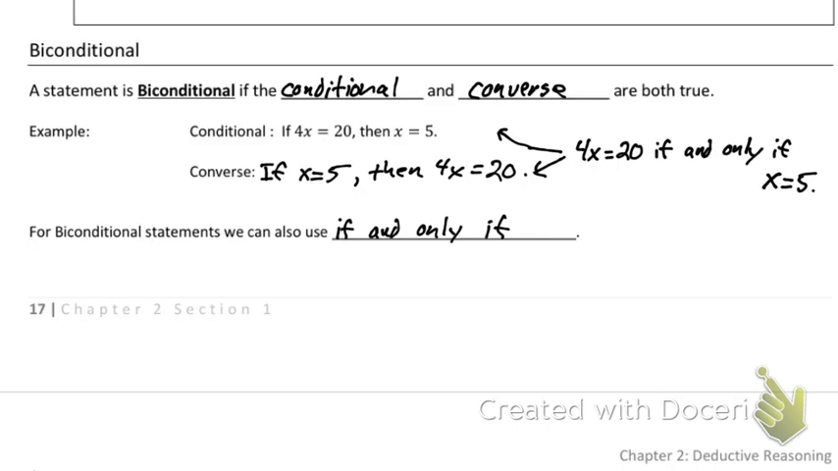This is saying both these statements all at once. This statement is saying if 4x equals 20, then x equals 5. And it's also saying if x equals 5, then 4x equals 20. That is putting two statements as one biconditional statement, but both directions need to be true.